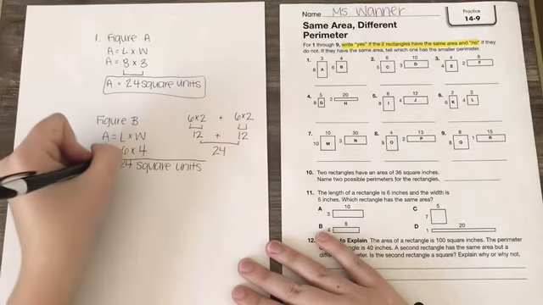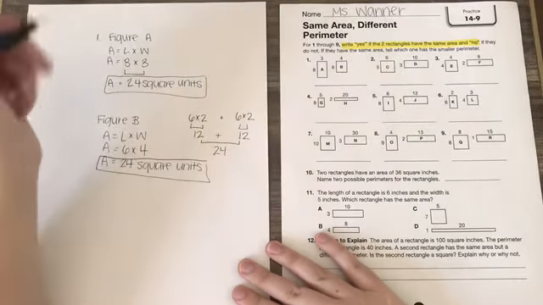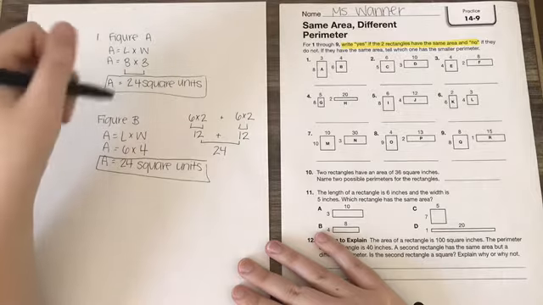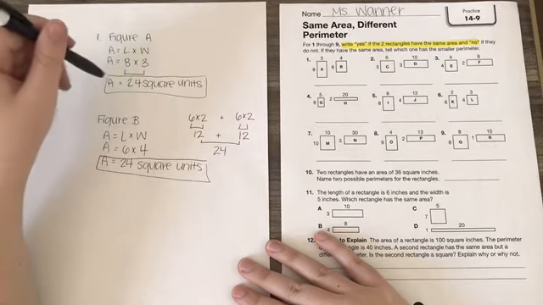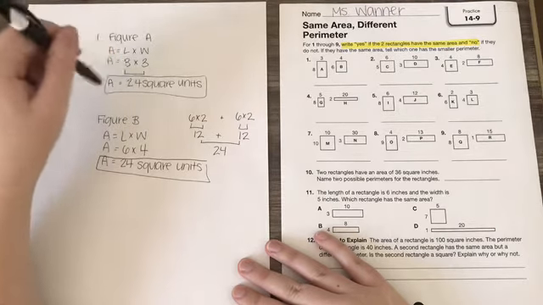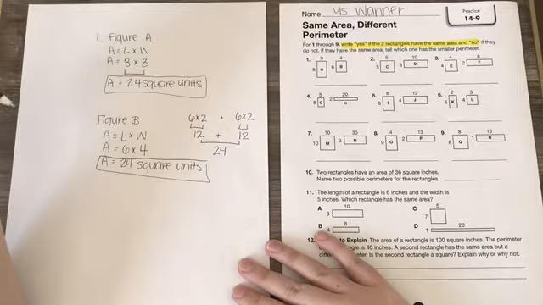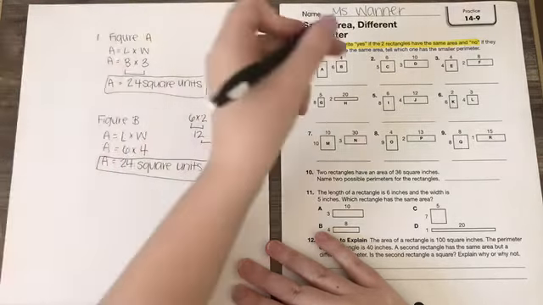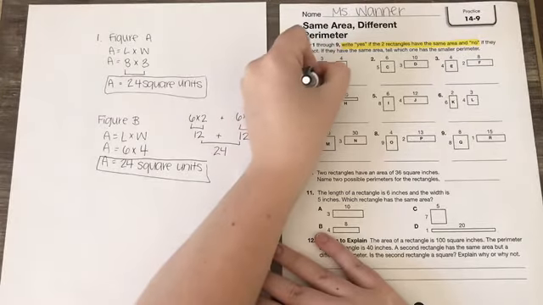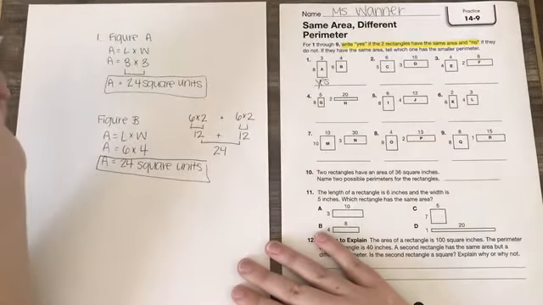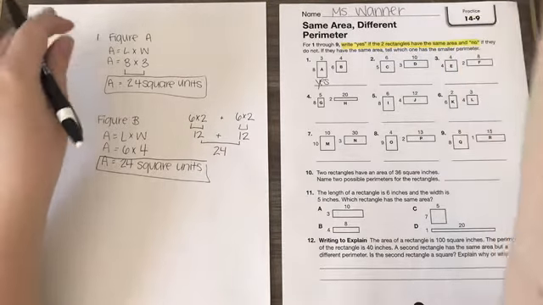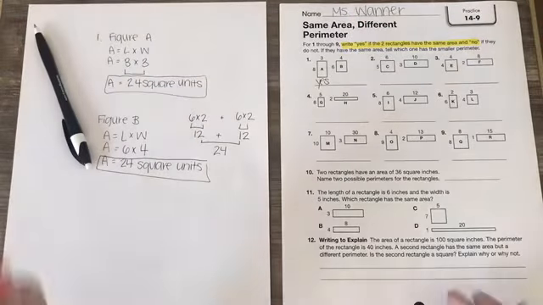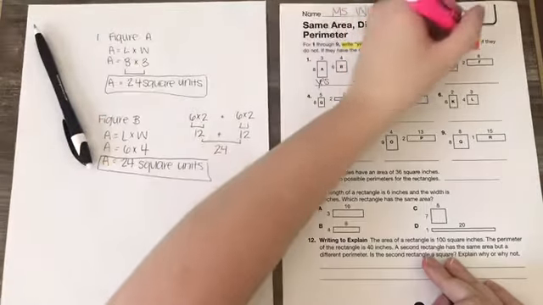All right, and now I have to answer my question. So my direction said write yes if the two rectangles have the same area and no if they do not. So now I look here at my area, or my figure A, and then my figure B answer. And they're both 24 square units. So on my line, I'm going to write yes, because they have the same area. And now for part 2 of the question, it asks me if they have the same area to tell which of them has a smaller perimeter.